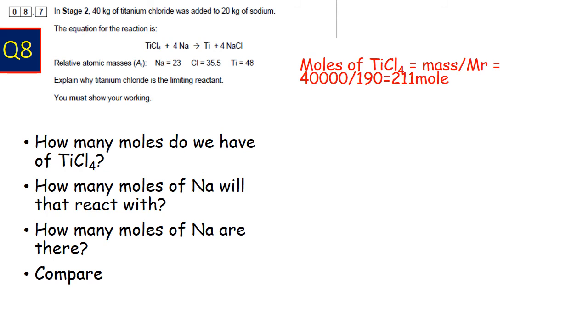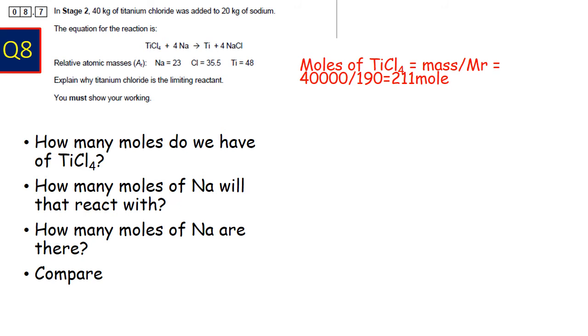So the way to approach this is to think about how many moles we have of titanium chloride, how many moles of sodium will react with that number of moles, then find out how many moles of sodium there actually are, and then compare those values. You could also work out how many moles we have of sodium versus how many titanium chloride react. Either is perfectly valid. So the moles of titanium chloride equals the mass divided by the Mr. So 40,000 grams divided by 190. I remember to convert my mass into grams there. And that tells me that there are 211 moles of titanium chloride which are going to react.